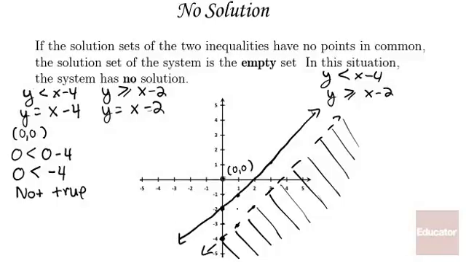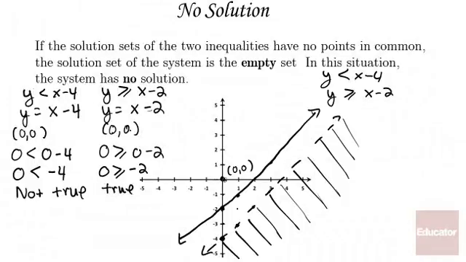And a test point. I can use 0, 0 again. That's well away from this boundary line. Substituting these values into this inequality gives me 0 is greater than or equal to negative 2. And that is true. 0 is greater than negative 2. So this upper half plane describes the solution set.